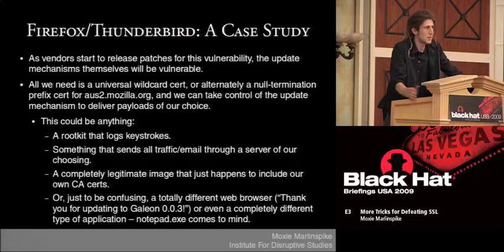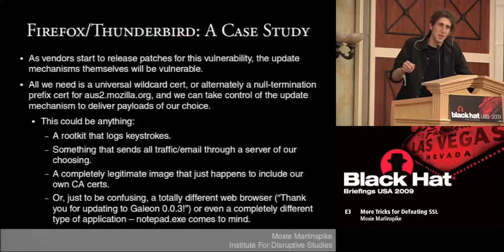Because as vendors start to release patches for this vulnerability, the update mechanisms themselves are going to be vulnerable. They're going to be targets, right? If it's announced, hey, there's a new version of Firefox, everyone is going to assume that their updates are going to start rolling in or whatever. But there's no way to know whether these are the real updates or someone sending them false updates.